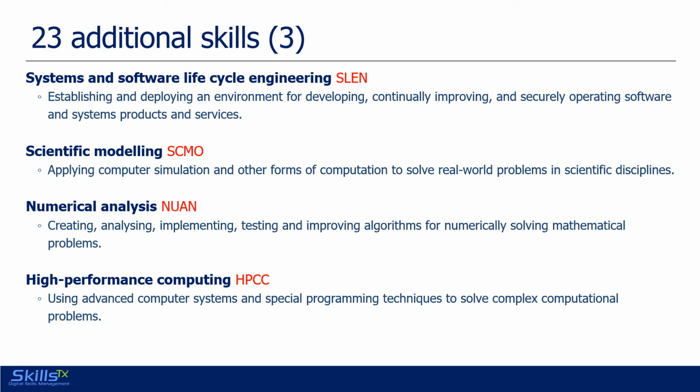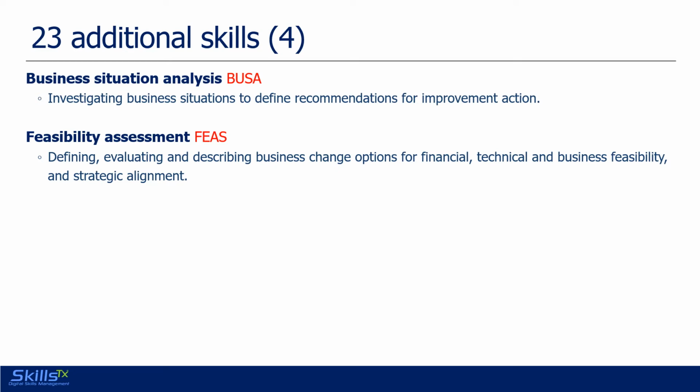One of the skills we've added to the DevOps, DevSecOps, and software engineering type skills is this systems and software lifecycle engineering skill. We've also added some computational science skills. So we have scientific modeling, numerical analysis, and high performance computing. The business analysis area has had some update as well. We used to have in version 7 a business analysis skill. That's been split into 2 skills, business situation analysis and feasibility assessment.